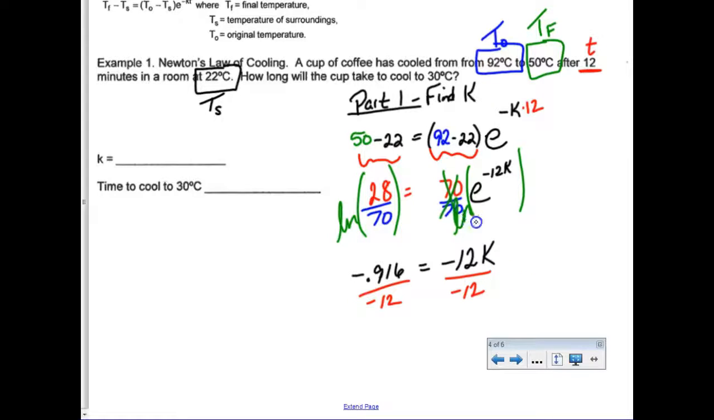And you just found your constant of cooling, which is called k. And it should be approximately 0.0... I rounded weird. Is it 0.07 or 0.08 when you round on yours? 0.08? Okay.